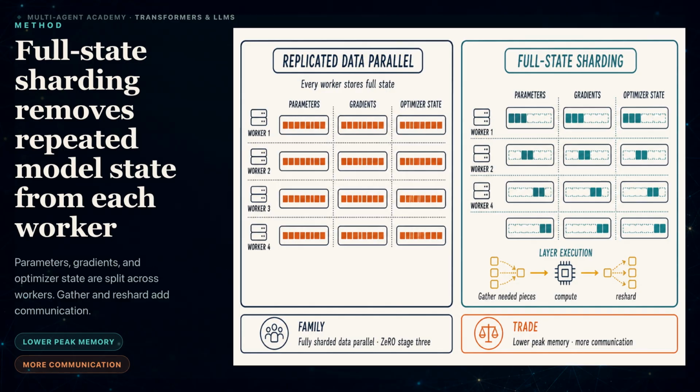Fully sharded data parallel and zero stage 3 belong to this broad family. They share the idea of sharding complete model state, but their execution schedules and implementation details are not identical. The memory saving comes with extra communication and temporary buffers during gather, compute, and reshard operations. Measure peak memory, communication volume, and completed step time together. Full-state sharding solves repeated model state memory. It does not automatically solve activation memory from long sequences.